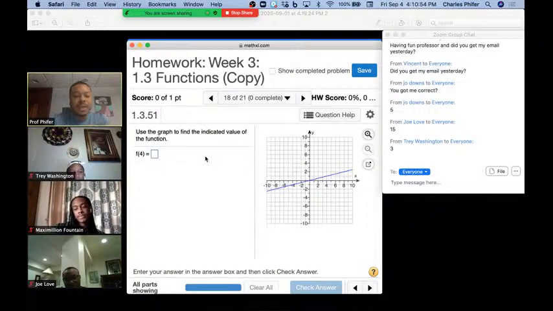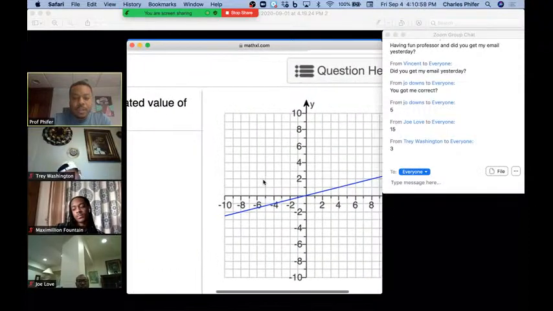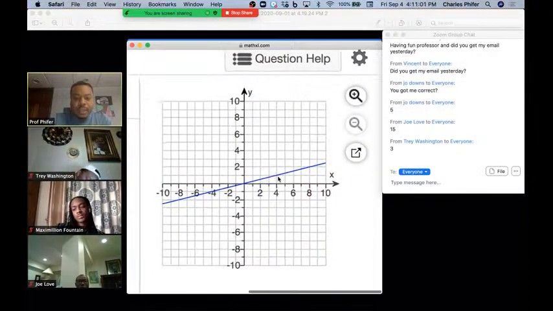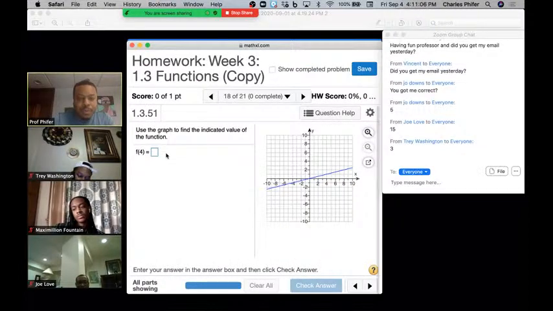Let me see how we're looking. It says use the graph to find the indicated value of the function. So they want us to find f of 4, right? So if we're looking at this, when x is 4, it looks like the answer is 1, right? I'm just going to put 1. I think that was straightforward.